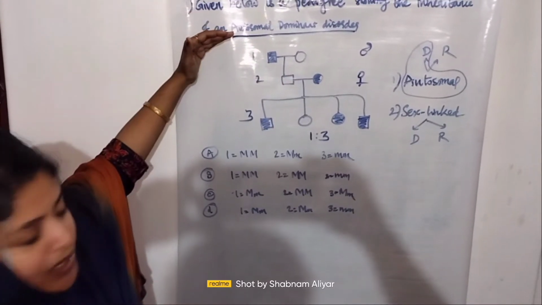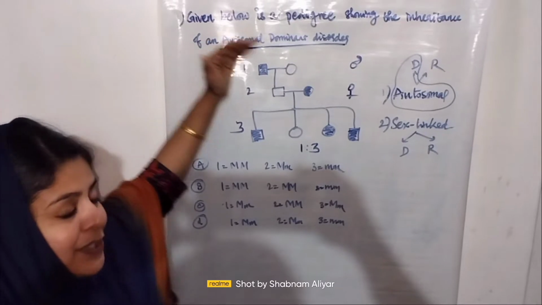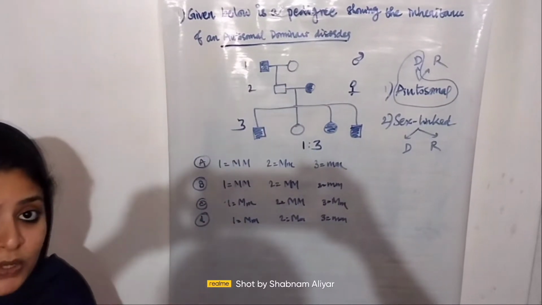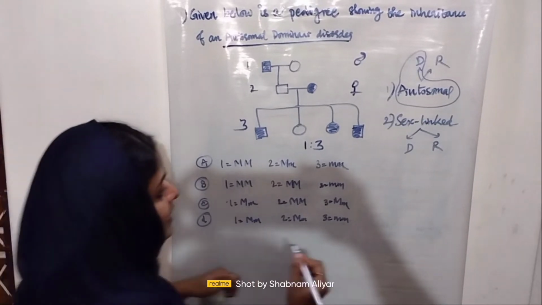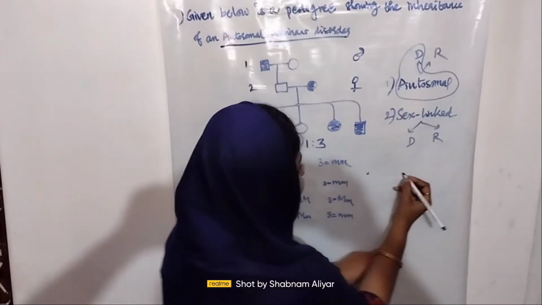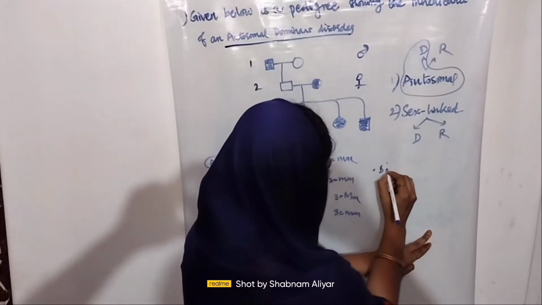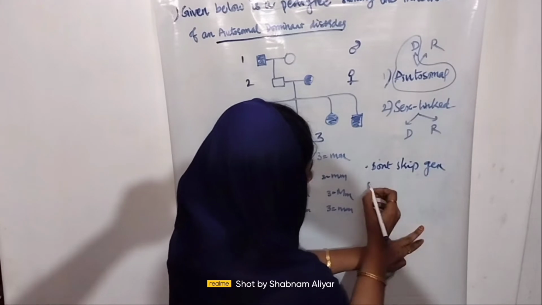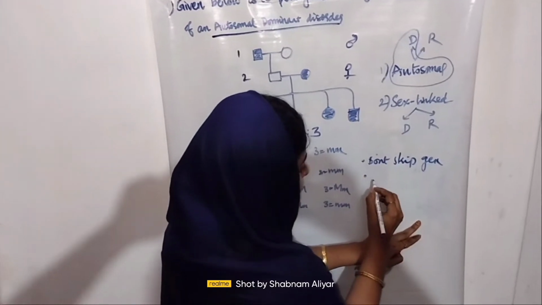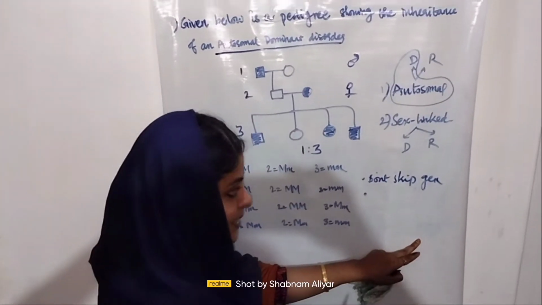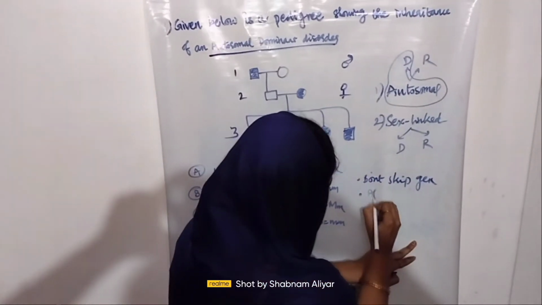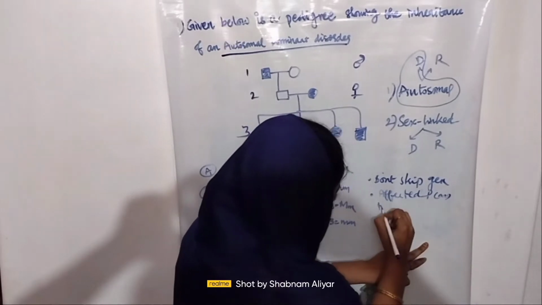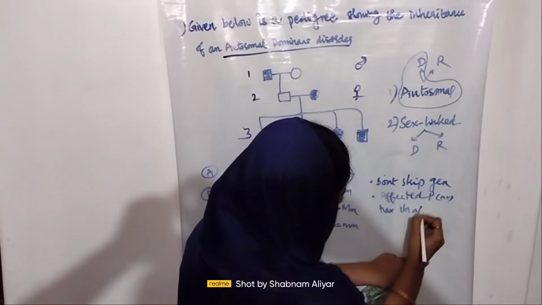And here in this question itself it is given, it is an autosomal dominant disorder. If it is autosomal dominant disorder, what are the clues we need? Autosomal dominant clues are, it does not skip generations. And what is the other clue for autosomal dominant disorder? Affected parents can have unaffected children.